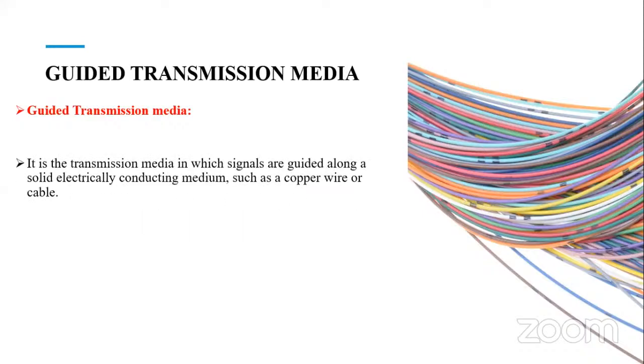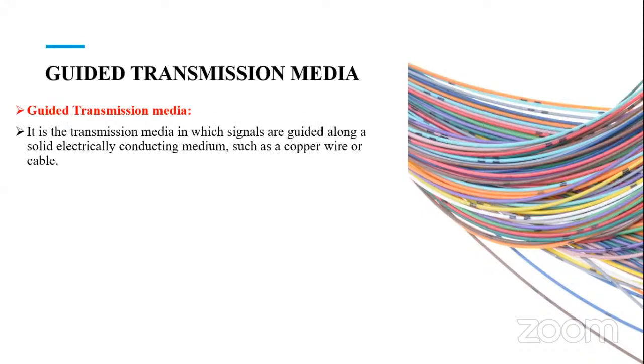So guided transmission media, what do you mean by that? It is a transmission media in which the signals are guided along a solid electrically conducted medium, such as a copper wire or cable. That means that in guided medium, signals will be guided through a cable. That's it. Simple, remember that in a guided medium, a cable will be there and signals will be guided so that they have to travel only through this path. That's it. Only through that dedicated path will the signals travel.